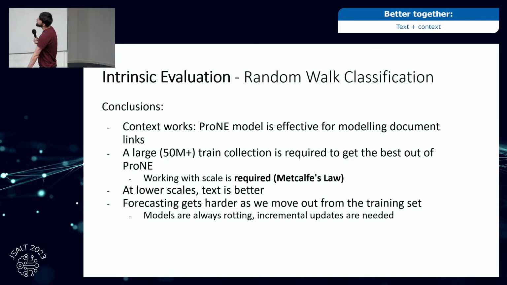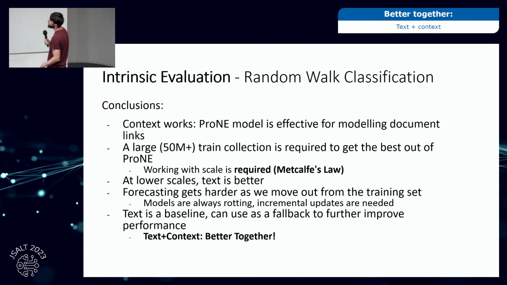Forecasting gets harder as we move further out from the training set. We kind of know this. Short-range forecasting is easier than long-range forecasting, as I've already said. But this has an interesting implication in that I think people often assume that models are kind of one and done. You can upload them and always use them. But certainly in this domain, our models are always rotting, and we need to be aware of how well they're going to forecast and have some strategy for updating them at a certain point.